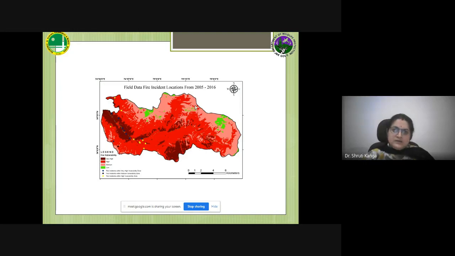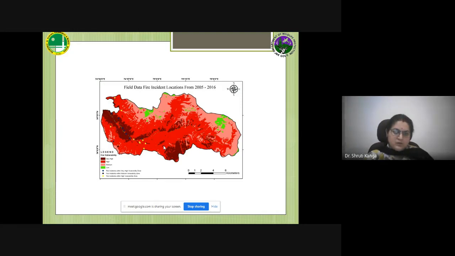Now these are the fire locations from 2005 to 2016. You see these fire incidents were controlled as compared to the incidents in the previous map.